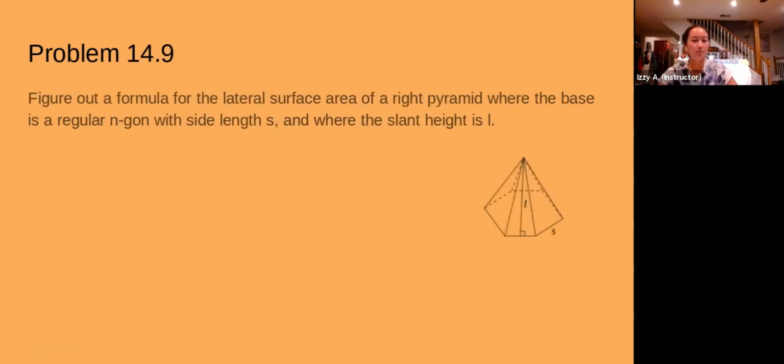So next, we want to figure out a formula for the lateral surface area of a right pyramid where the base is a regular n-gon with side length S, and where the slant height is L.